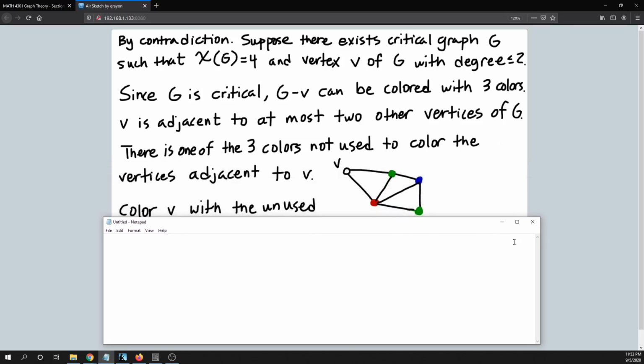It would look like this situation. Here is V, and I didn't color V because remember we popped that one off. Then we color the subgraph with 3 colors. Here the colors are red, green, and blue. But remember, V is adjacent to at most 2 of those. So we couldn't use the green color, we couldn't use the red color, but we have one color left that is possible to use. So in this case, we would color that vertex blue right here.